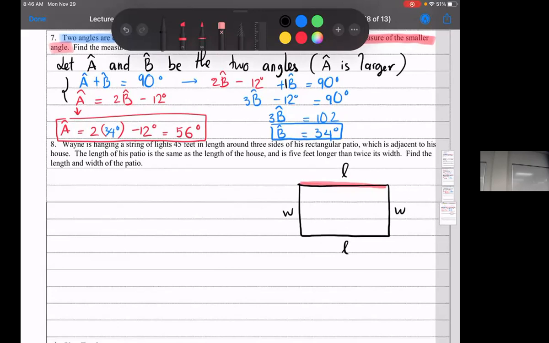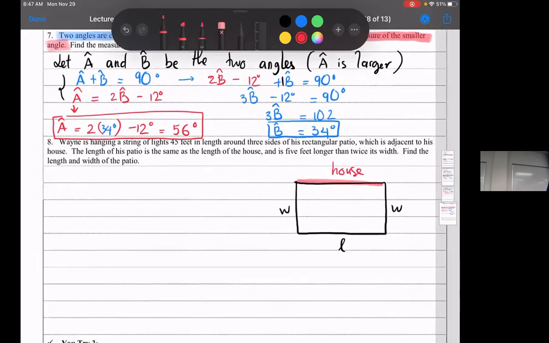You have to be careful. Here's your house, here's the house. Here's the length that connects to the house. I want you to come up with those equations. I'll walk around and see how you do it. Just the equations, so you don't have to solve yet.